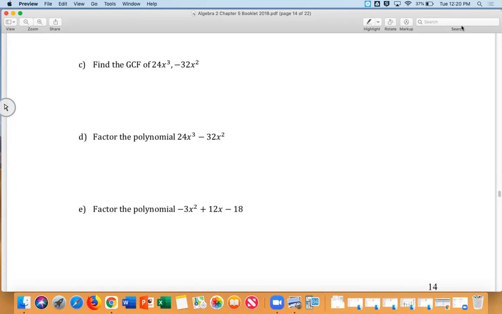Let's go with Hannah. Hannah, can you hear me? What is the largest number that goes into 24 and 32? Don't worry about the sign. Just think about what is the largest number that goes into 24 and 32? 8. Now, Ed, let's look at our variables. We have x cubed and x squared. What's the largest number of x's I could take out from each of them?